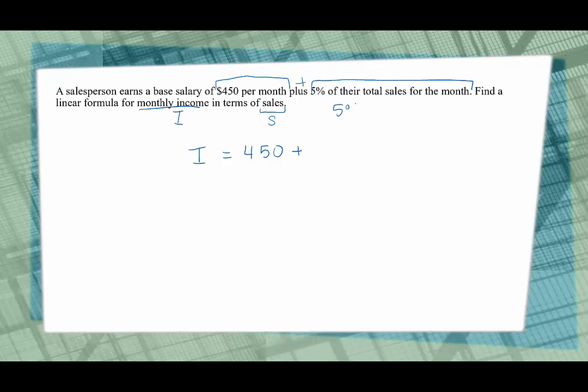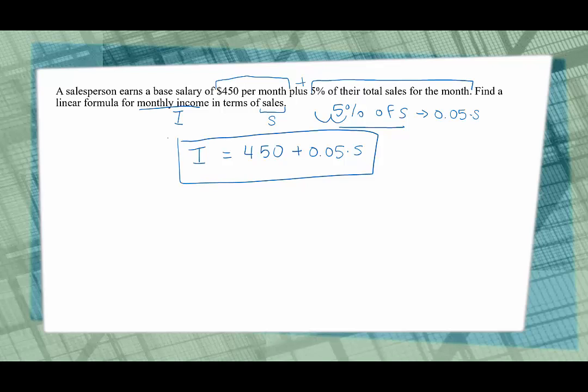So that's 5%. And what are we calling the total sales? We're calling that S. So 5% of S. How do we represent 5% of S algebraically? Well, we can't use the percent, so we'll convert it to its equivalent decimal by dividing by 100. Dividing by 100 is going to move the decimal point 2 places to the left. So we get 0.05 times S. And that's it. This is the model that we would use for this particular situation.